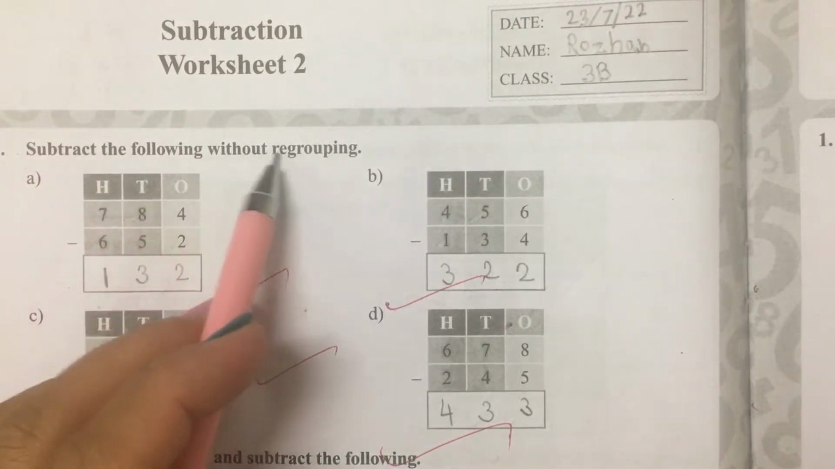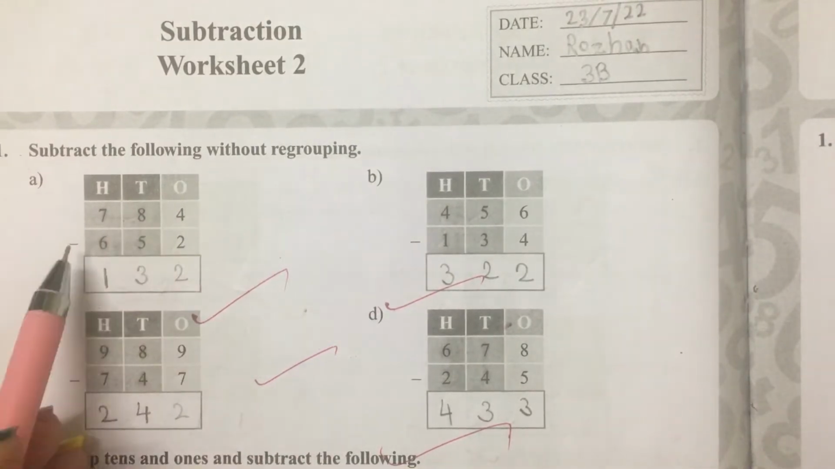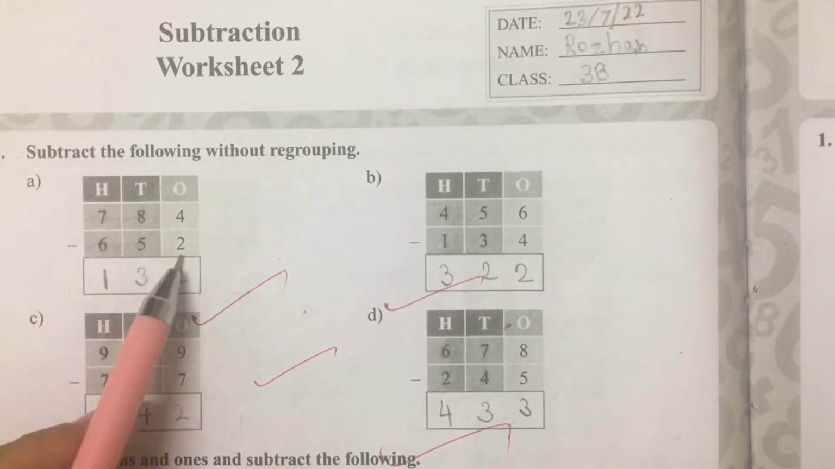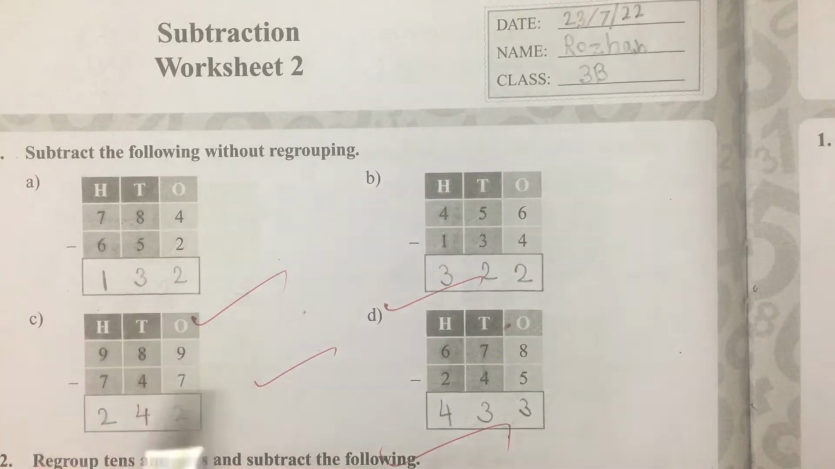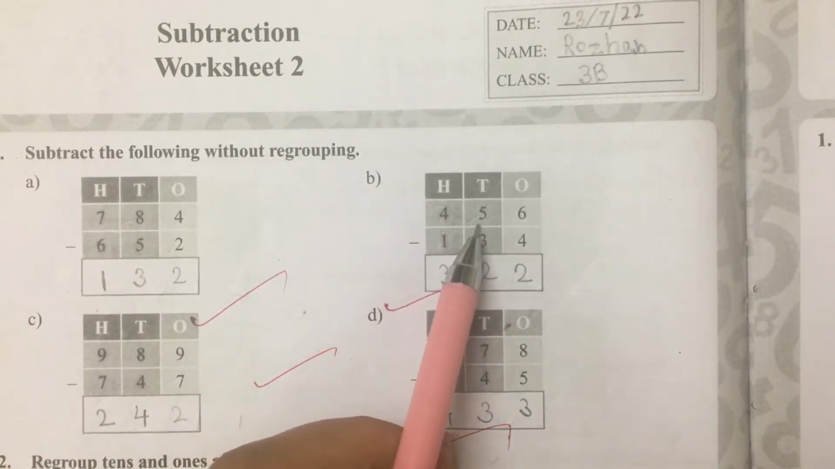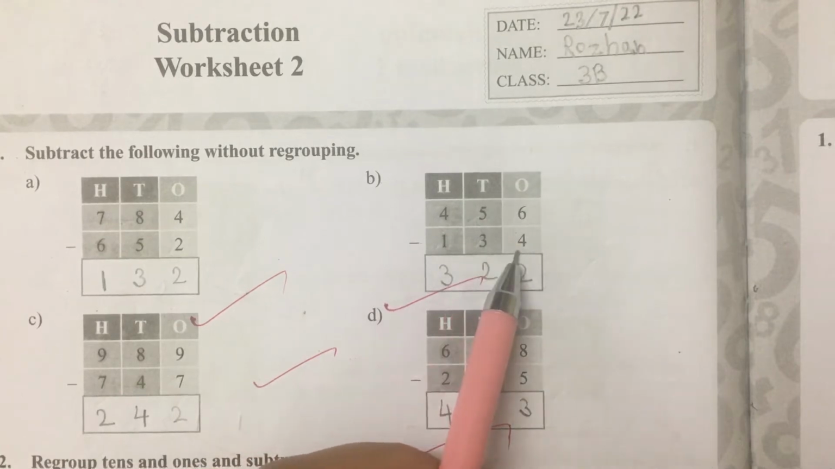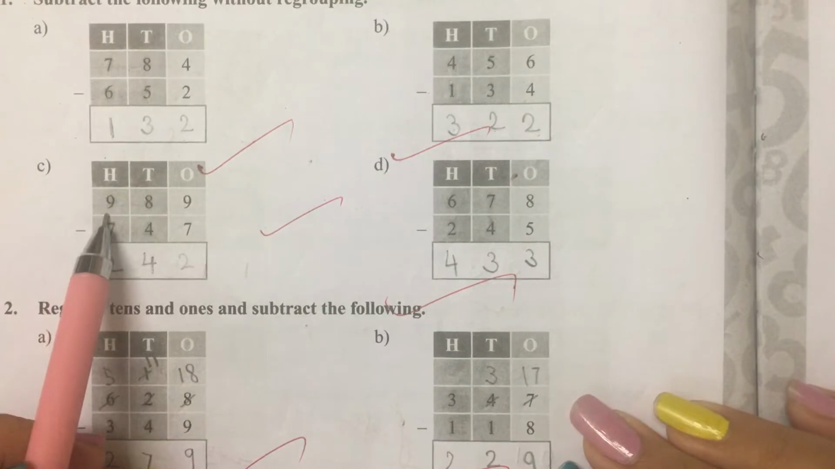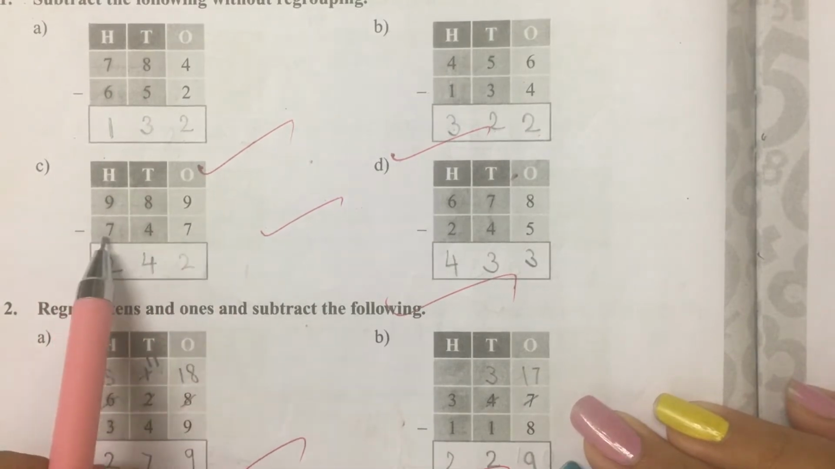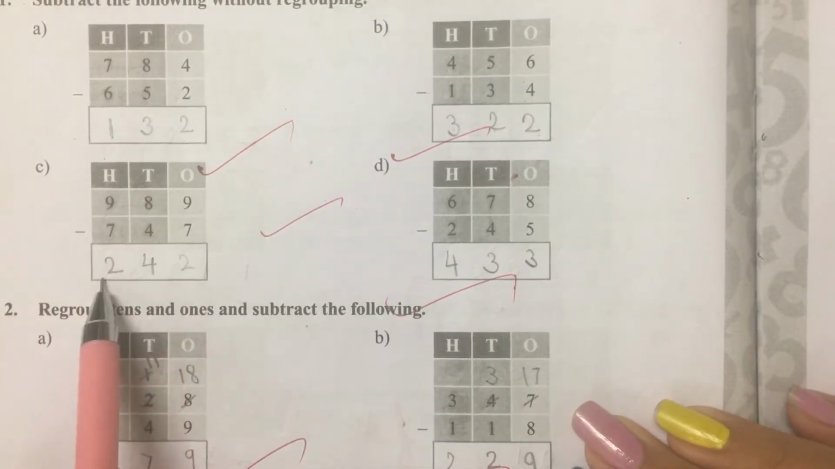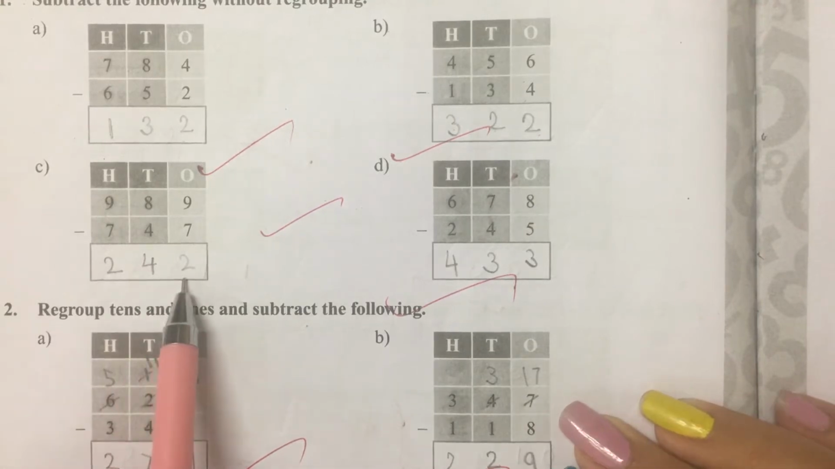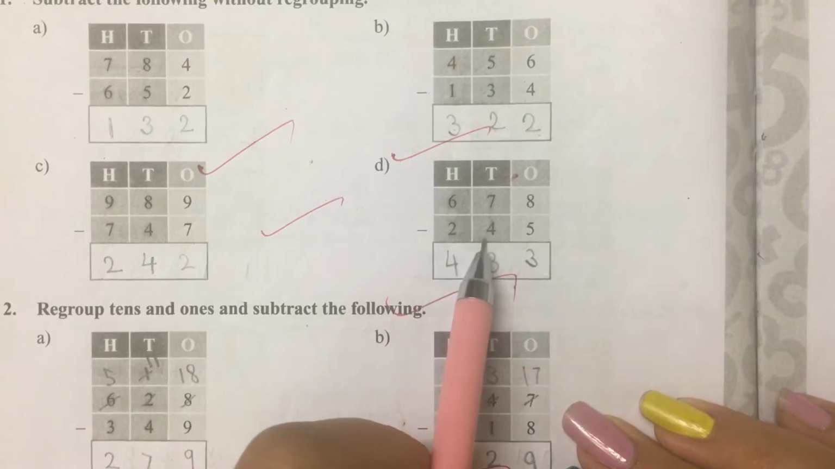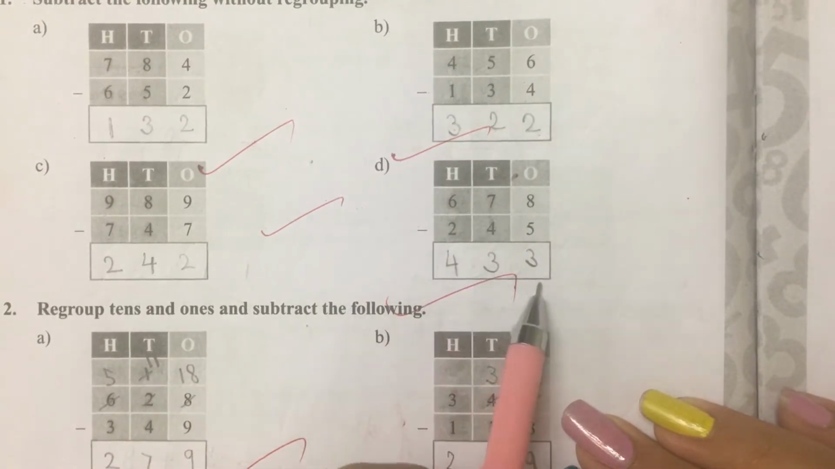Subtract the following without regrouping. A. 784 minus 652 equals 132. B. 456 minus 134 equals 322. C. 989 minus 747. The answer is equal to 242. D. 678 minus 247. The answer is 433.